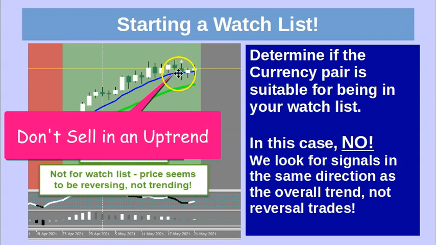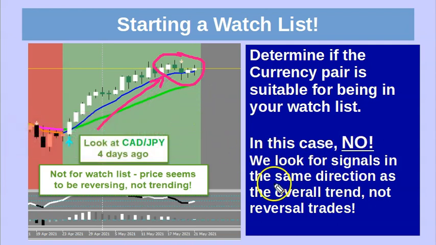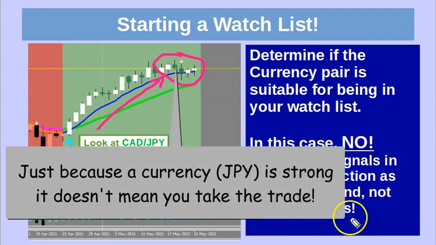And you can see this is a bearish candle. And so right off the bat, okay, let me just get the tool here. See, because we're in an uptrend, we cannot take this trade. It's not suitable to be on our watch list. So in this case, no. We look generally for signals in the same direction as the overall trend, not reversal trades. And if we were to take a sell trade, that is a reversal trade.